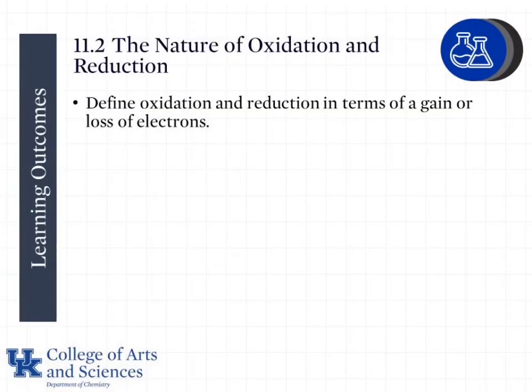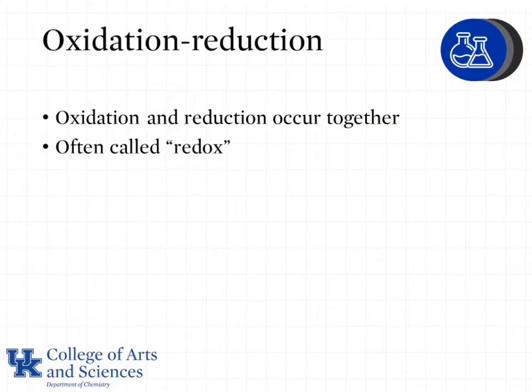In this lesson, we will define oxidation and reduction in terms of a gain or loss of electrons. Now that we can assign oxidation numbers to all atoms involved in a reaction, we can see how the reaction is occurring. And in this case, we have two processes that occur. One is known as oxidation and the other is known as reduction.